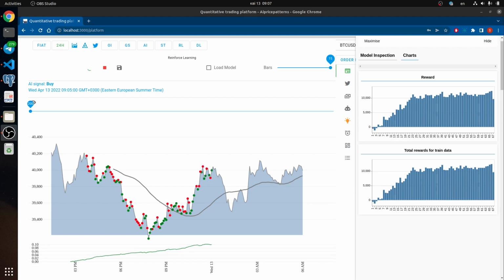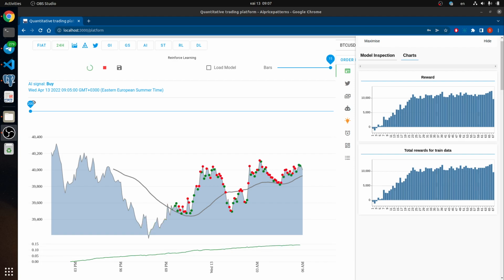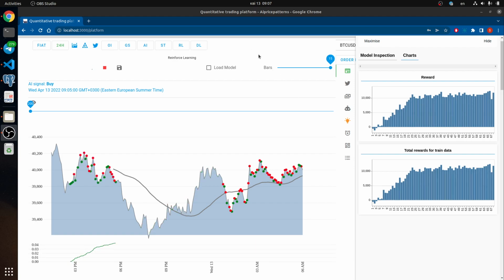Hi guys, I'm working on a reinforcement learning algorithm. I did some improvements in the code, and I also added a new feature. For example, I added this feature.